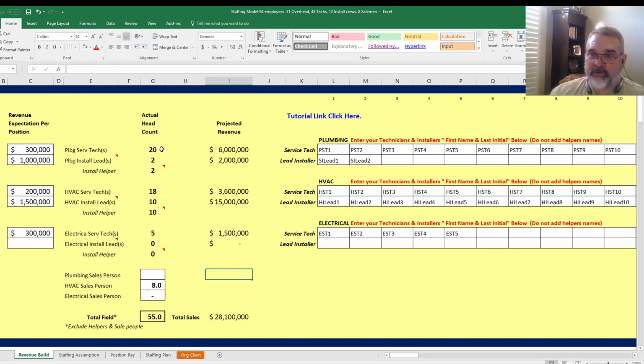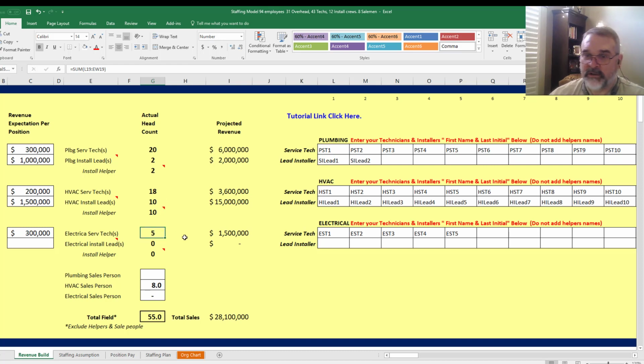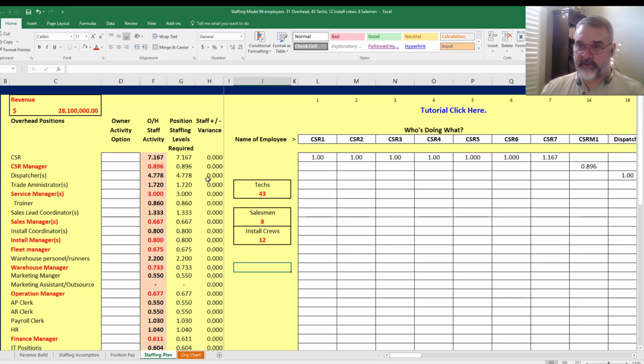All right, so now I've got 20 plumbers, 18 HVAC techs, still got 2 crews, and now I've got 10 install crews. And I've also now added 5 electricians. And I've got 8 salespeople. I could have more, but I just put 8 in there. If you had more, you'd put them in there, obviously. And I probably should put the 2 up here, but I'm not going to change the algorithm I've already done. I've already set this plan up for this one, I think. So anyways, everything should be a 0.